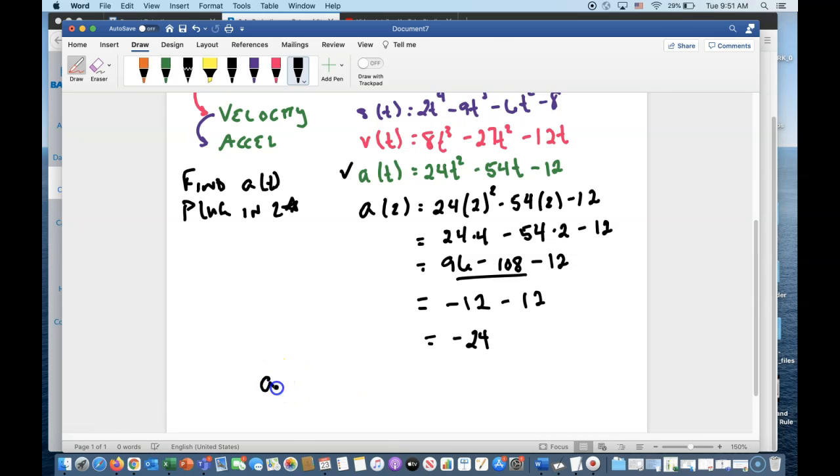So we would say the acceleration at t equals 2 is negative 24 meters per second squared. So those units are going to be really important as we go throughout this unit.